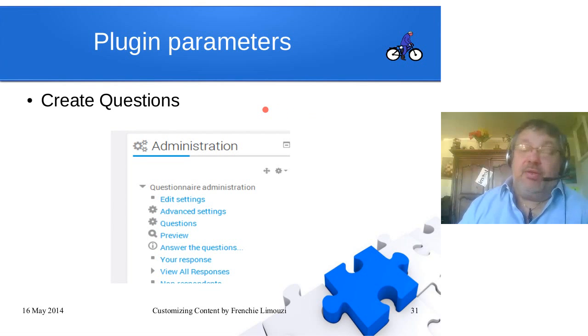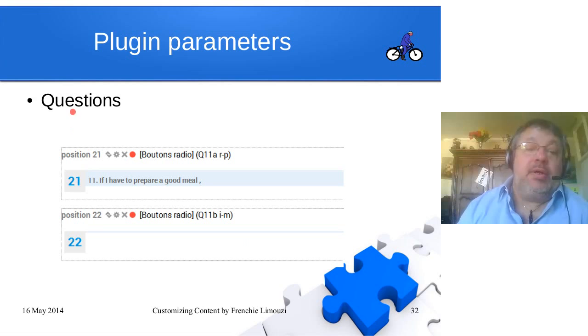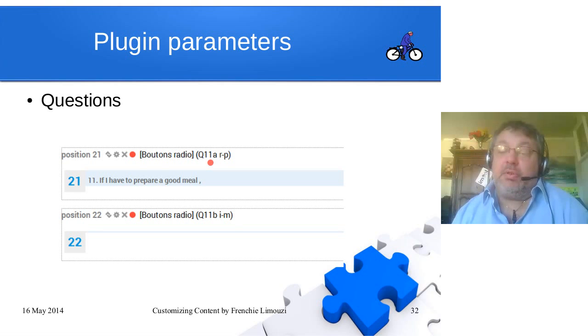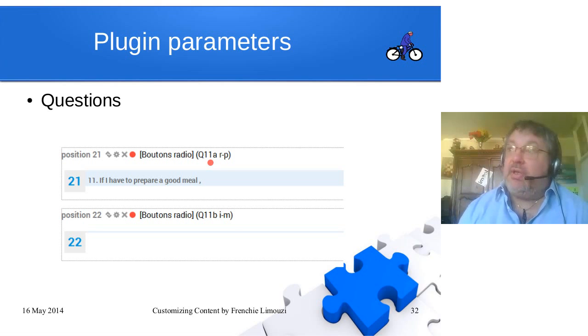First step, you must create your question. In this case, we have 12 questions. I take question number 11. I use Google Radio. This is the name of the question. I can't use the feedback plugin because it's a personality test. It's impossible. I've been waiting for this questionnaire plugin for a few years.